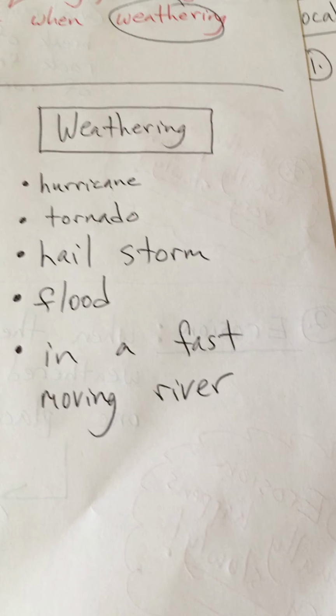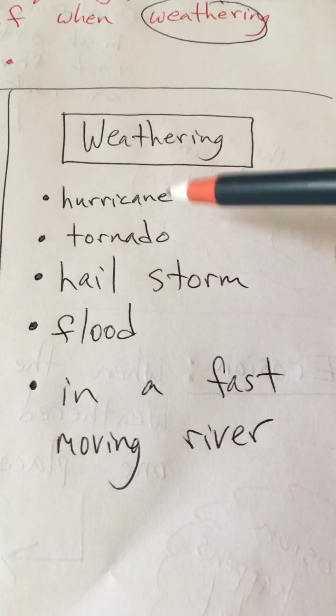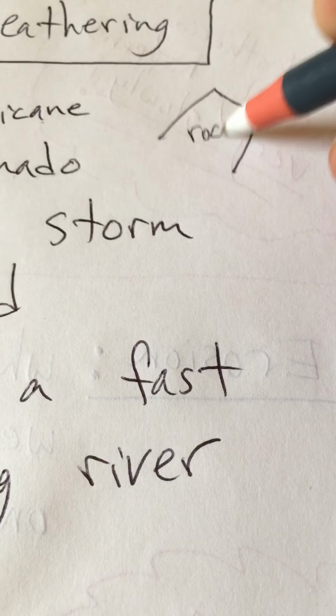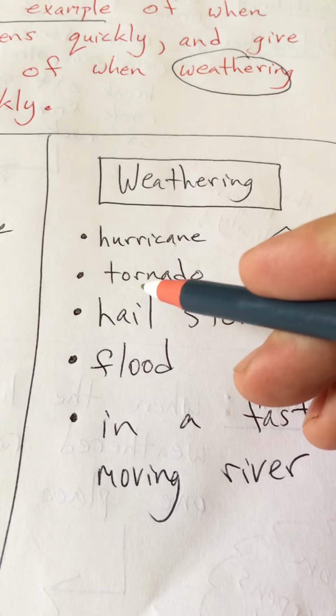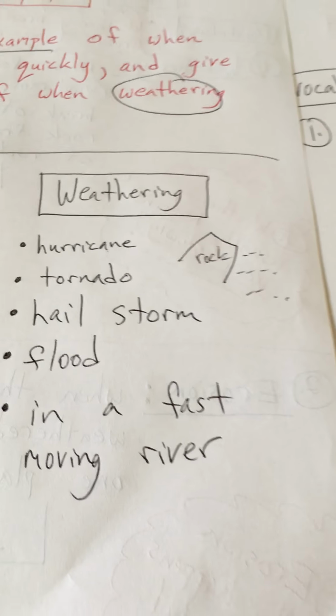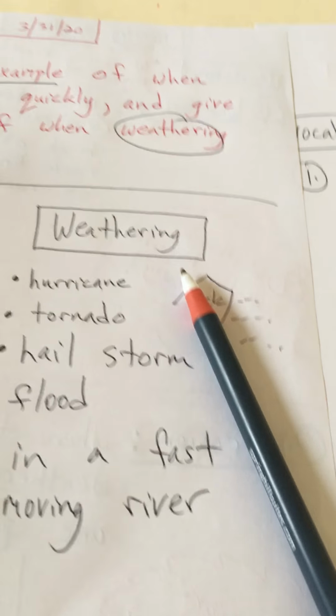Okay? So some examples of when it would be happening quickly would be a hurricane like we talked about. Okay, the wind is blowing extra, extra hard. The rain is hitting extra, extra hard against those rocks, and it's going to break off little pieces. Okay? A tornado is going to make weathering happen real fast. That tornado is going to hit any rocks and it's going to break them very, very quickly. Okay?